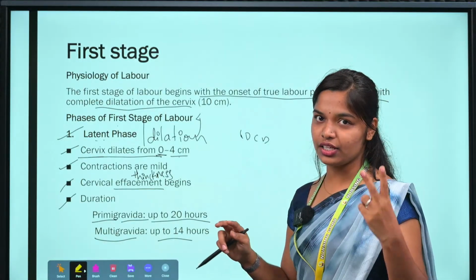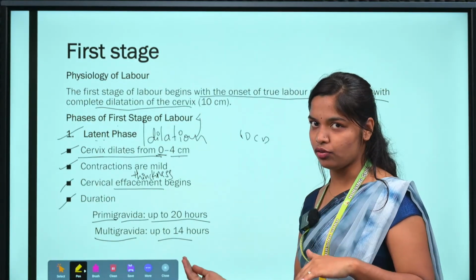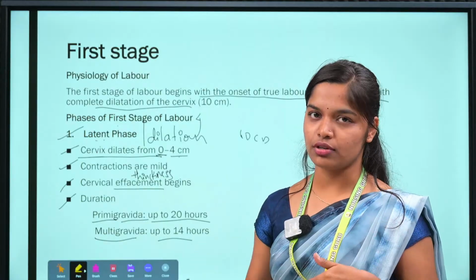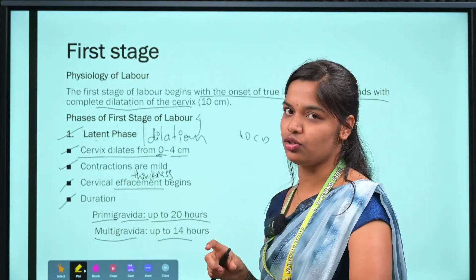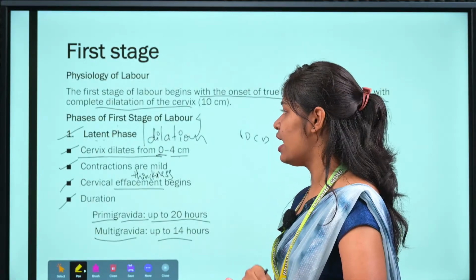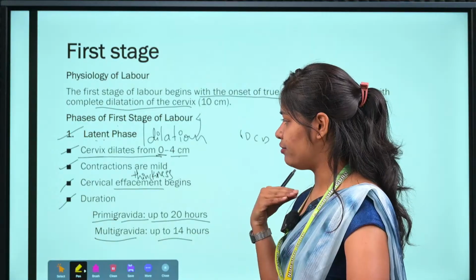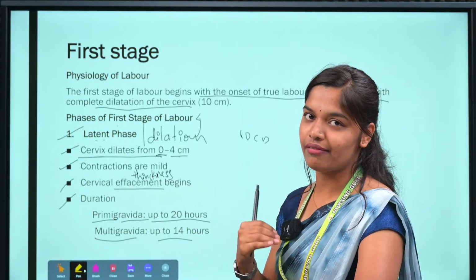In that again two phases, latent phase and the active phase. Latent phase means the cervical dilatation from 0 to 4 centimeter. Here the uterine contraction will be mild and the cervical effacement will begin in the latent phase, and the duration for the primigravida and the multigravida is different. In the primigravida it's going to take up to 20 hours, and in the multigravida up to 14 hours. This is regarding latent phase.